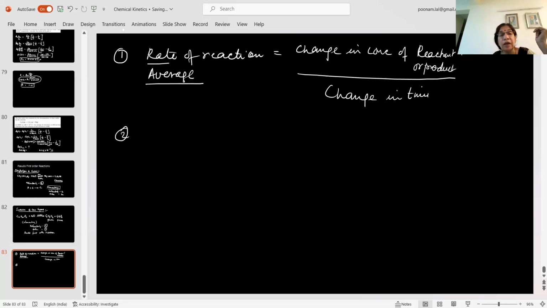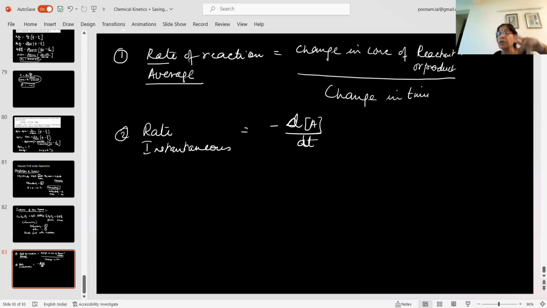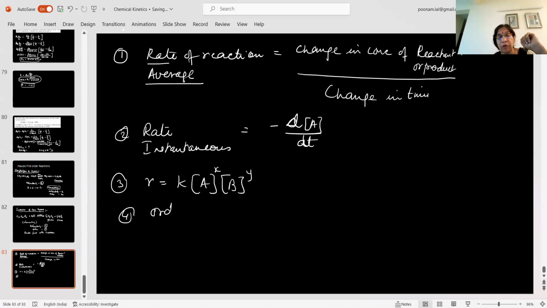Then the second is the instantaneous rate. Instantaneous rate is minus dA by dt, if there's only one reactant. Then the third thing that we learn is the rate law. Rate law is equal to k [A]^x [B]^y, the concentration of A to the power x into the concentration of B to the power y. And the order of reaction for the above reaction is x plus y.